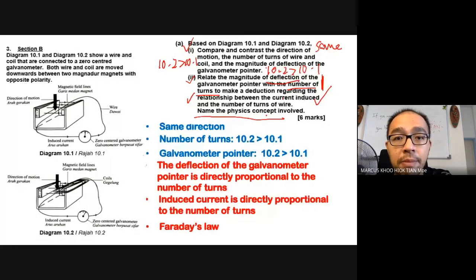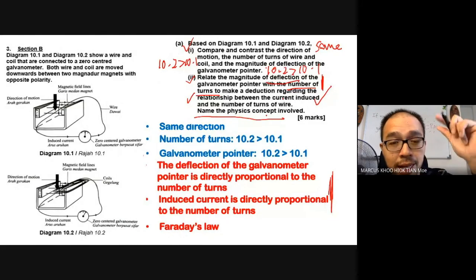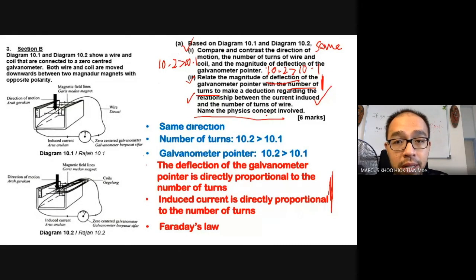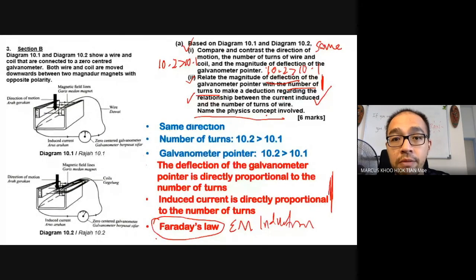Definitely it's correct, because Faraday's law is talking about the number of turns and also the speed of the cutting of the magnetic field lines. So that's Faraday's law. A lot of people, and I don't know whether you're involved in this, may write this as electromagnetic induction. Okay, the physics concept involved is electromagnetic induction, which is correct, but it is not related to this.